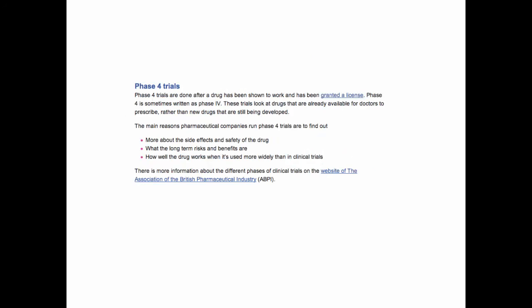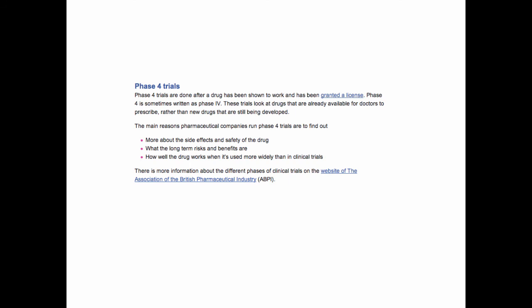And then finally, phase 4 trials. Phase 4 trials are done after a drug has been shown to work and has been granted a license or approval. These trials look at drugs that are already available for doctors to prescribe rather than new drugs that are still being developed. The main reason to do a phase 4 trial is to understand more about the side effects and safety of the drug.